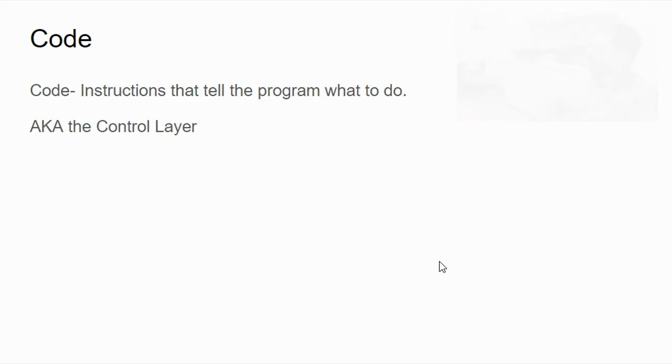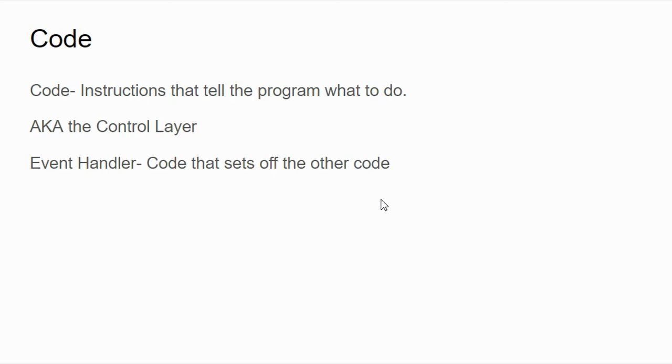So yesterday we talked about the view layer. This is the control layer. And when we code, we use what's called an event handler. And this is the code that sets off the other code. So sometimes it's tricky, we know what we want our program to do, but we kind of have to figure out how to make it start doing that almost. The event handler is in the shape of a C, and it's a block that holds the other code inside of it. And I'll show you an example here in a second.